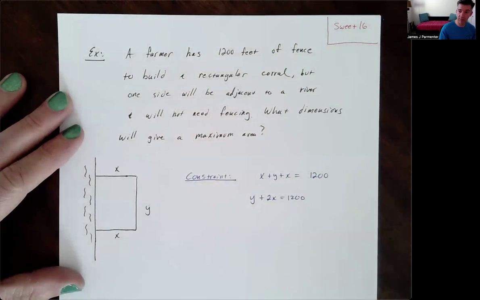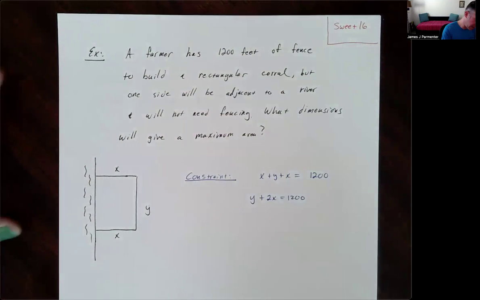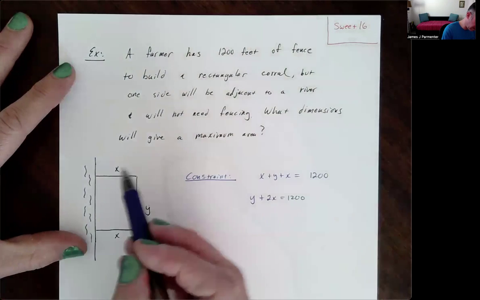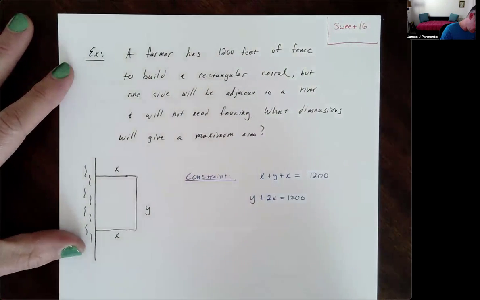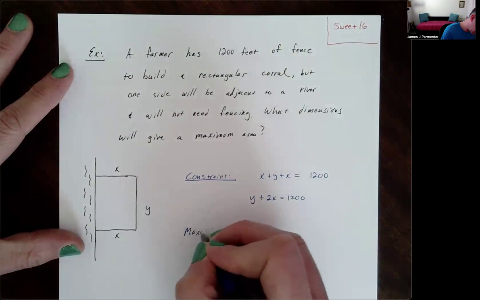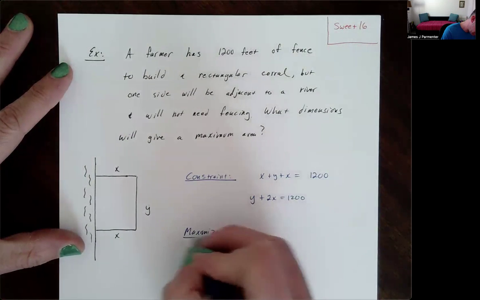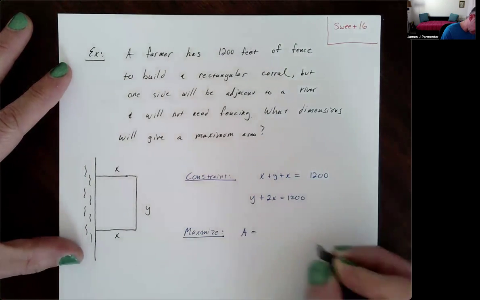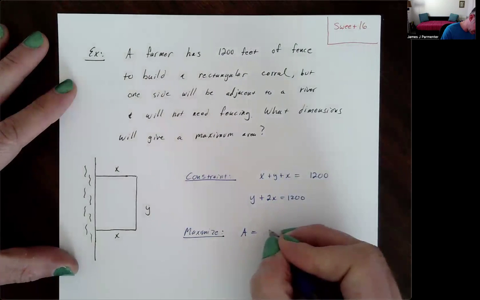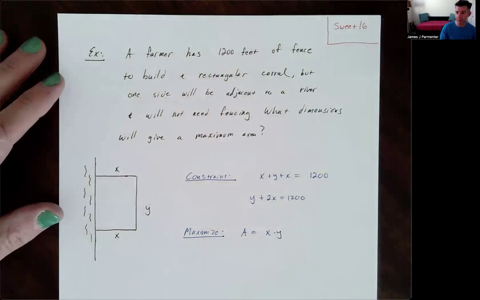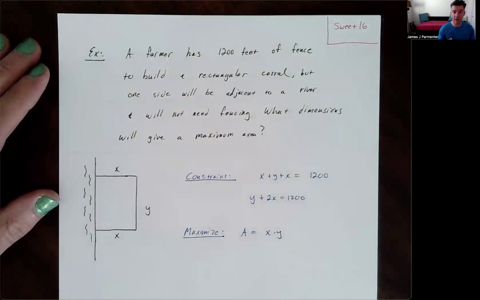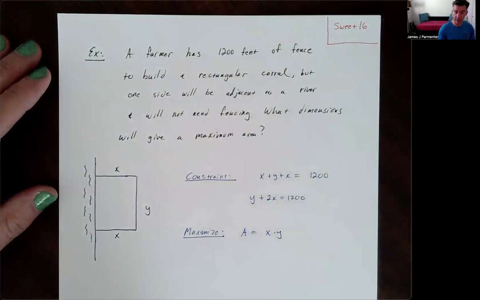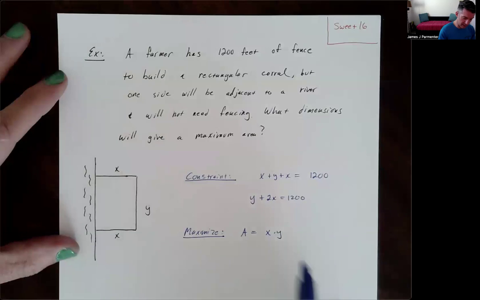And then we also have the thing we're trying to optimize. In this case, we're asking what dimensions, so what values of x and y will give a maximum area. So we're trying to maximize the area of the enclosure, which is the area of a rectangle, base times height, or in this case, x times y. And just like in the last problem, the thing that we're trying to optimize has two different variables in it.